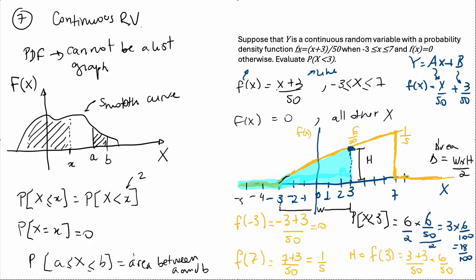I substitute the value of x by 3. This will give me the value of f of x, which is the curve. So the curve will touch this point. The curve, which is a line, will connect this point, this point, this point. So the curve will take on the value of 6 over 50.